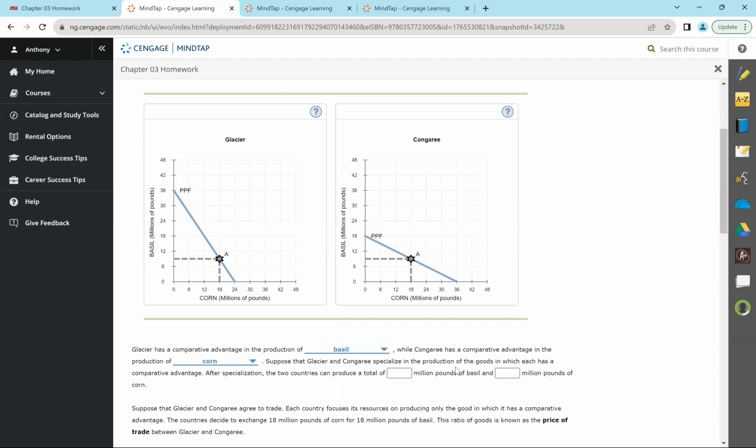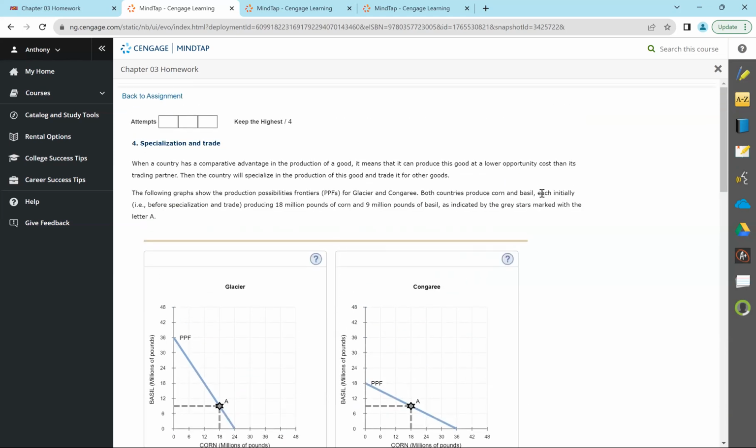Suppose that Hungary specialized in production of the goods in which they have a comparative advantage. After specialization, the two countries can produce a total of blank and blank. So what they're saying is that, for example, Glacier's only going to make basil, 36 million pounds of basil. And Hungary is only going to make corn, 36 million pounds of corn, because they're going to use all the resources in each direction.